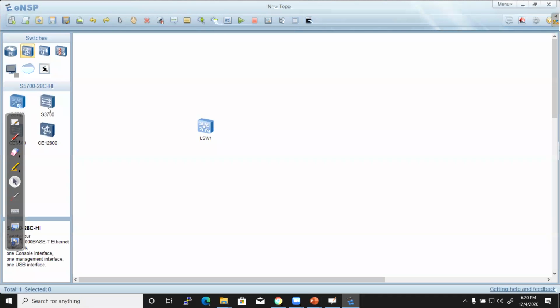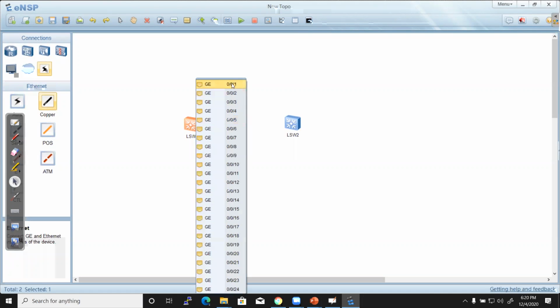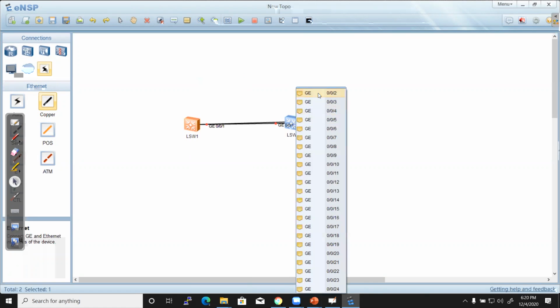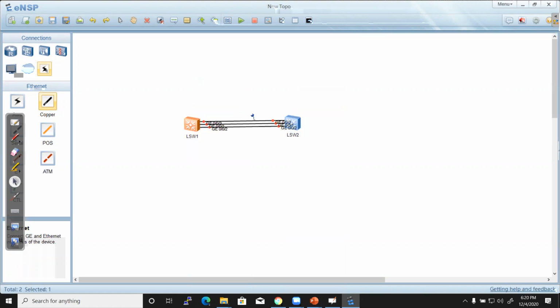So again, I'm taking 2 switches. Okay, fine. So again, you need to connect them together. And again, I'm saying I'm not sure it will show you the impact or not, so I'm just going to show you the commands. If someone gives you any chance to do the labs on physical devices, please just do it.